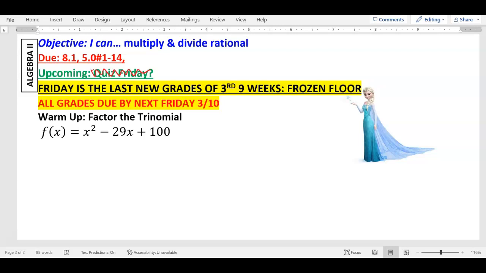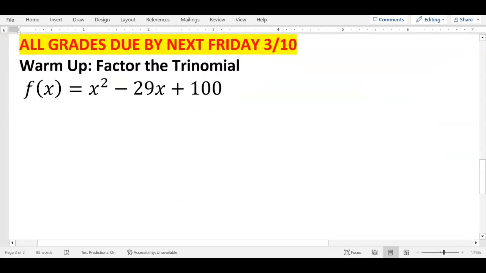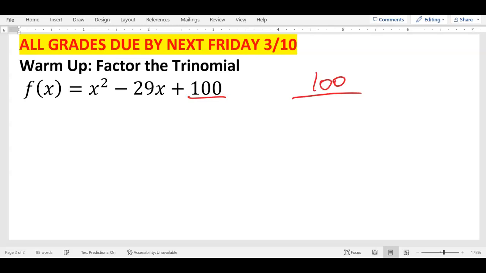So, factor the trinomial. Was anyone not here the last 2 days? So y'all should know how to do this, but let me show you how, okay? You need to know how to do this to do today's notes. So this is called factoring a trinomial. What you do is you take this last number and you write all the factors. What numbers multiply to make 100?